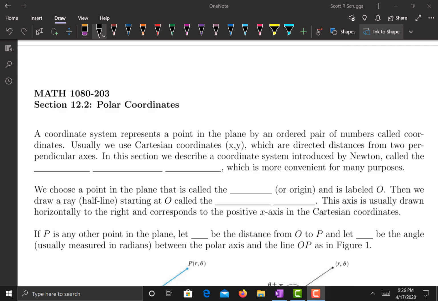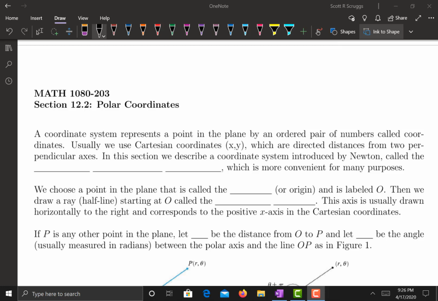Hello everyone. In this video, we get to talk about a brand new coordinate system that we'll be using for this section and for the very last section of Math 1080. And it's called the polar coordinate system.